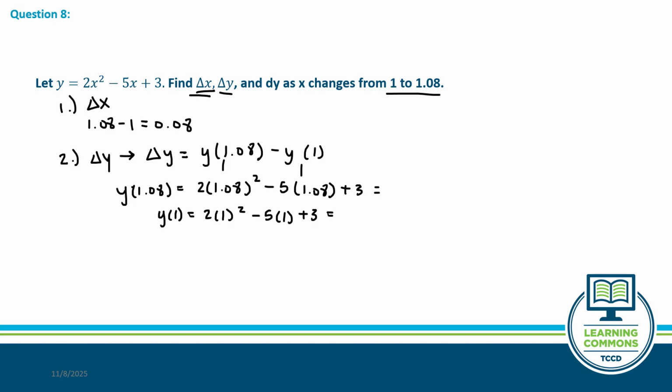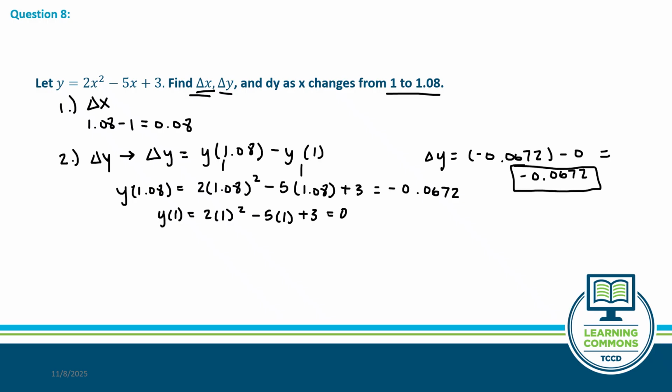This is going to be negative 0.0672. This is going to be 0. So to find the change in y, negative 0.0672 minus 0 is going to give you that answer.